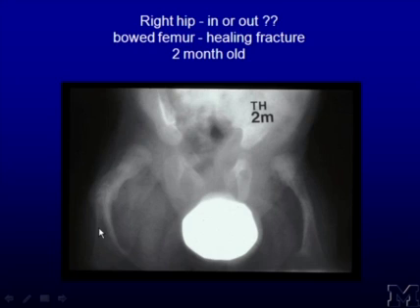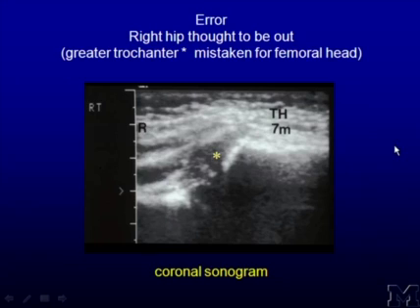And you can see there's a healing fracture, there's a bowing deformity, and then the question is, is the hip in or out? It's a little hard to tell in this radiograph because you don't really know where the femoral head is. If you think it's here, maybe the head is in. Same thing over here. But let's just see. This study was done, now that was an earlier radiograph.